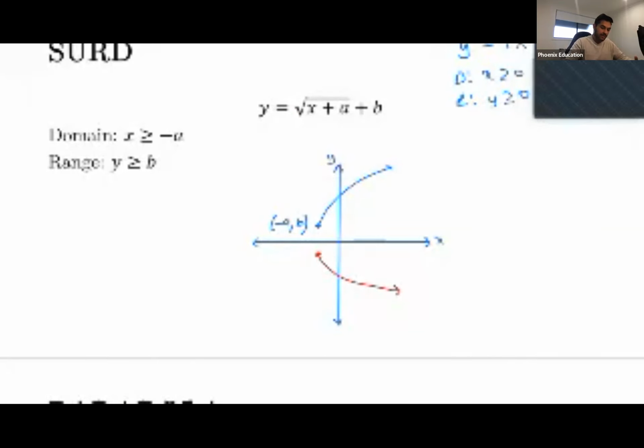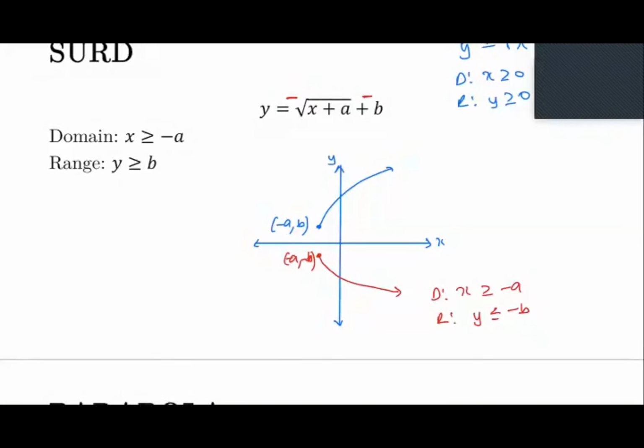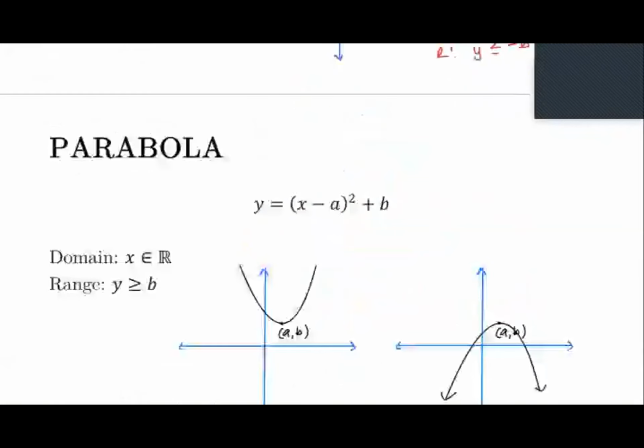So let's say that we had minus and minus here. So this point was minus A, minus B. The domain for this would be x is greater than or equal to minus A, and the range would be y is less than or equal to minus B. Okay, you just need to be aware of the translations that will happen and manipulate the domain and range according to that. Okay, next up we have parabolas.